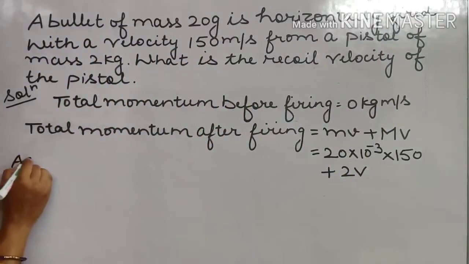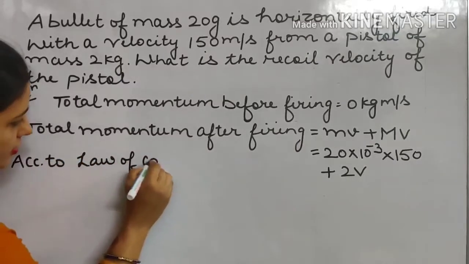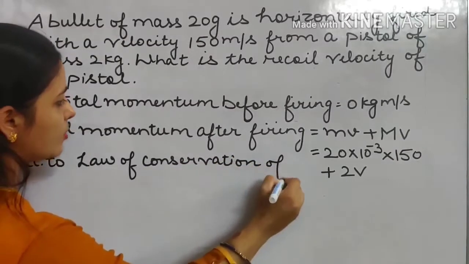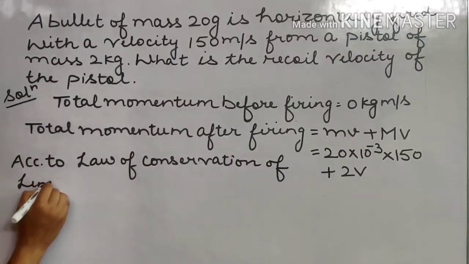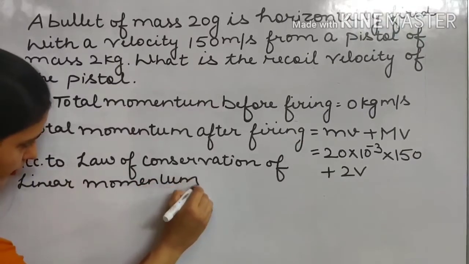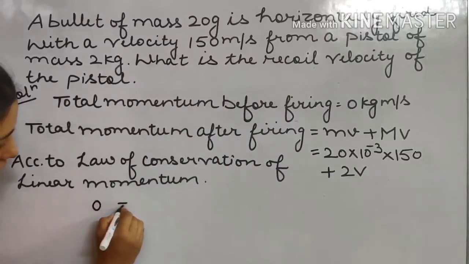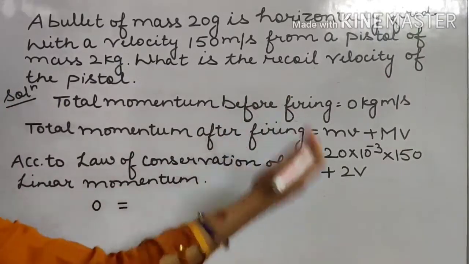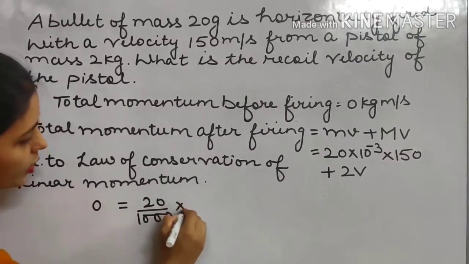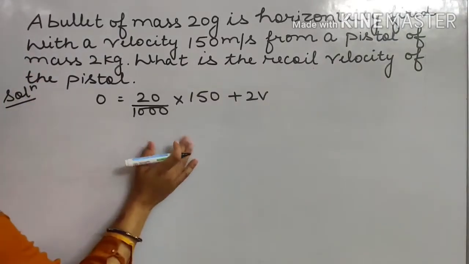So according to law of conservation of linear momentum, total momentum before firing, that is 0, is equal to total momentum after firing, that is 20 divided by 1000 into 150 plus 2V. Now solve it.